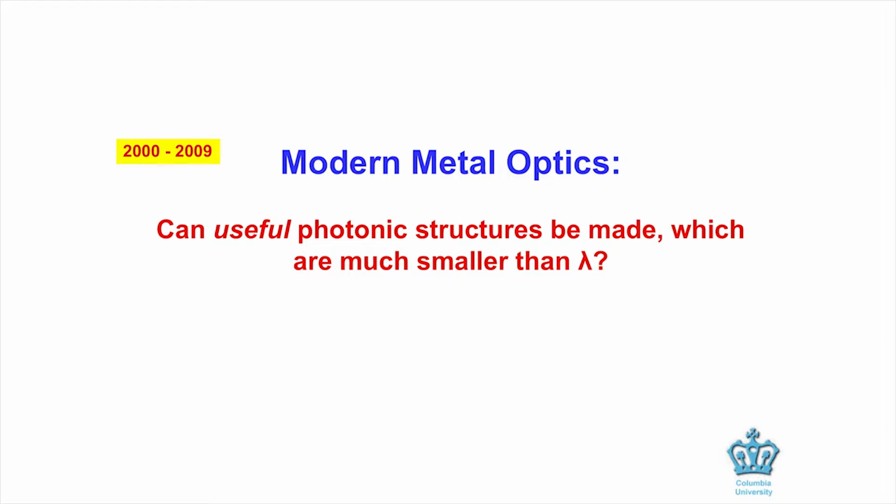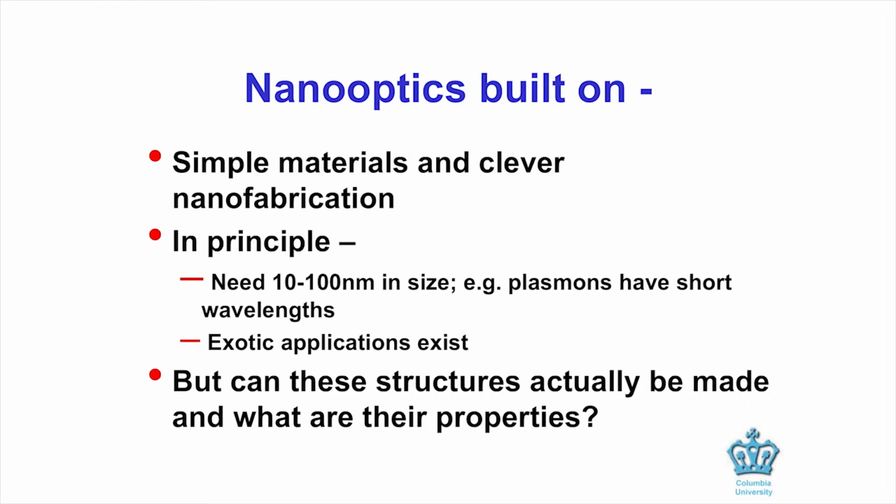Okay, so that's sort of the first part of this second area. Another one is modern metal optics. Can useful photonic structures be made which are much smaller than a wavelength? Okay? So that's the question that we're going to look at. Why do we ask that question?